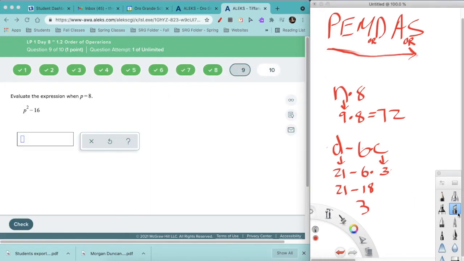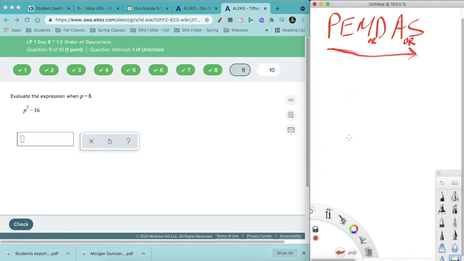I'll erase this just so I have a little bit more room here. Okay. So evaluate the expression when p equals 8. So we have p squared minus 16. So we know p equals 8. I still have a squared, and I still have minus 16. I just replaced p with 8 just like I have in the other ones.